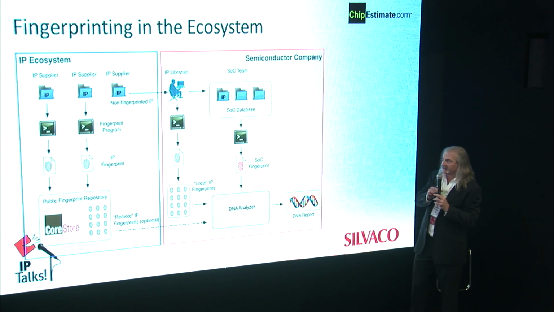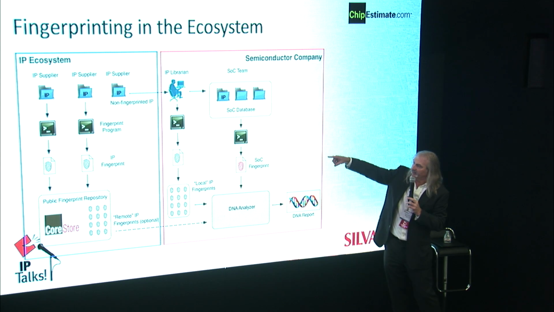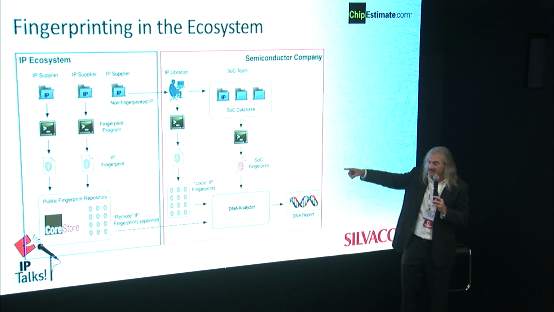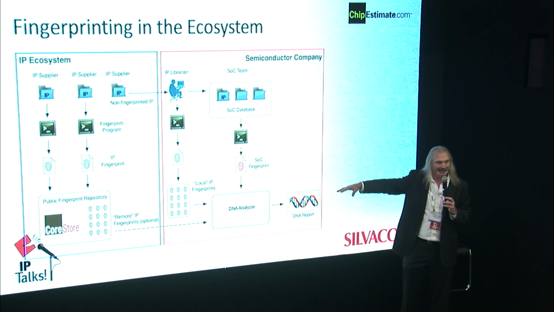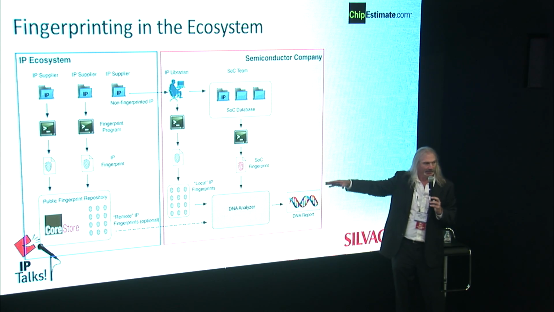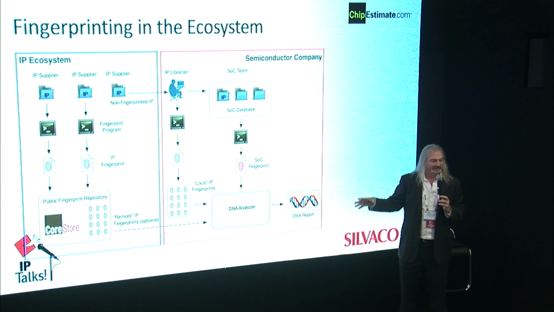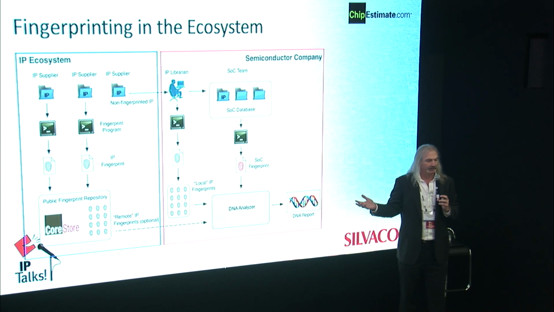They all have products, and so each of those suppliers takes a fingerprinting tool, and they produce a fingerprint file, one fingerprint file per IP, and they can register that IP in a public repository called the CoreStore. So this is sort of like your FBI central fingerprint database, where as an IP supplier for free, you can register your IP, and that IP is then available so they can be detected later. And it may be detected without your knowledge.